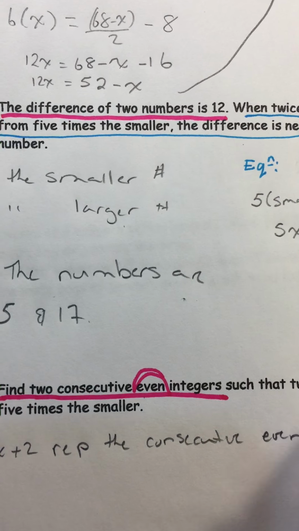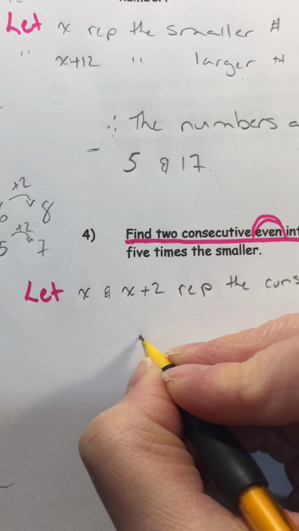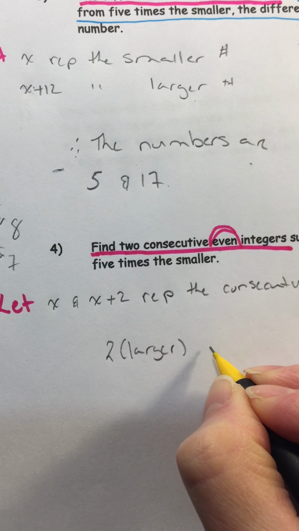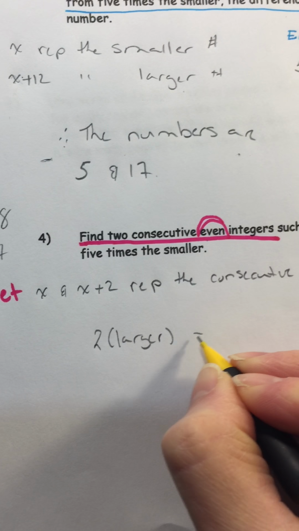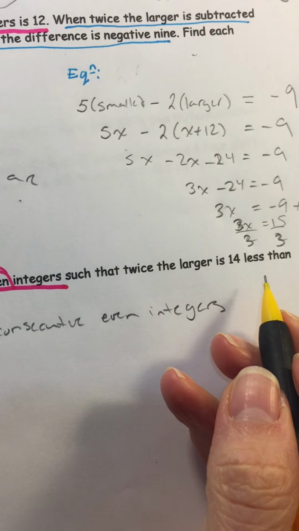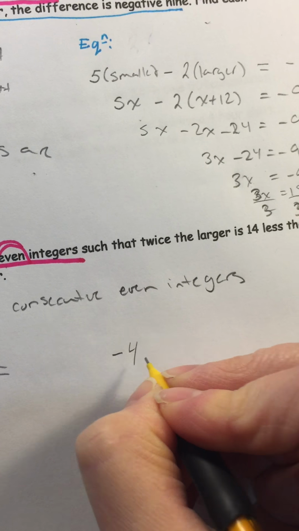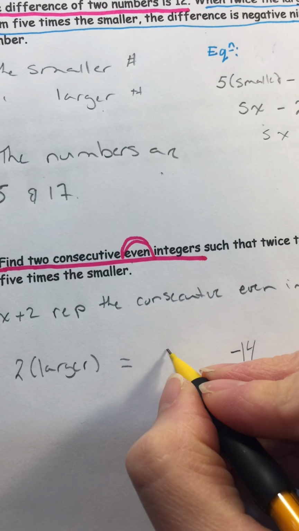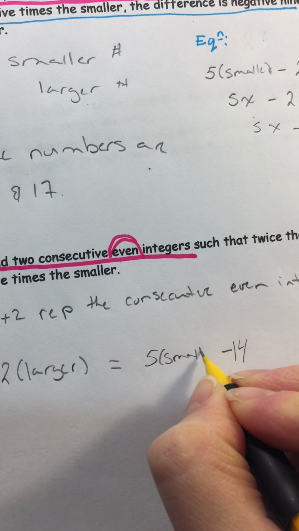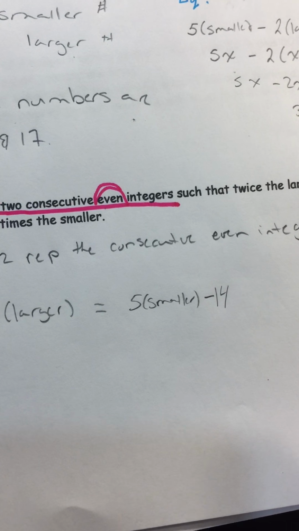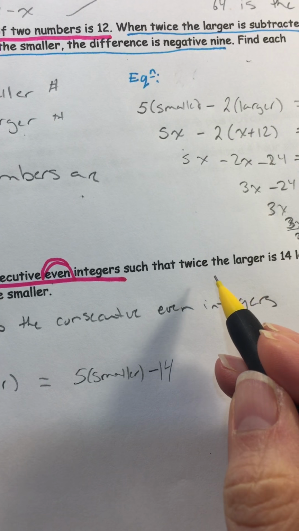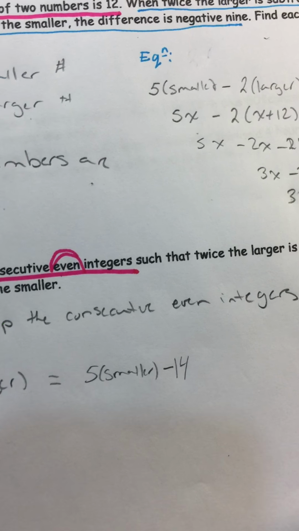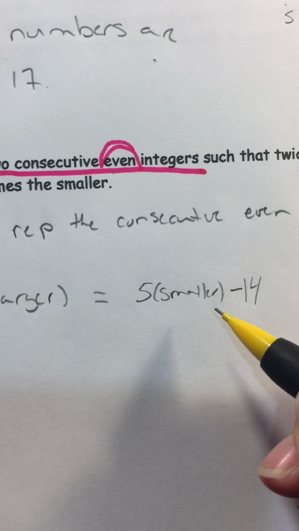Now it says twice the larger. So 2 times the larger is 14 less than something. 14 less than 5 times the smaller. So whenever you're subtracting, it's not necessarily done in order, right? Because they lead with the 14 less than, but you should read that as I'm going to remove 14 from something and then go figure out what the something is.